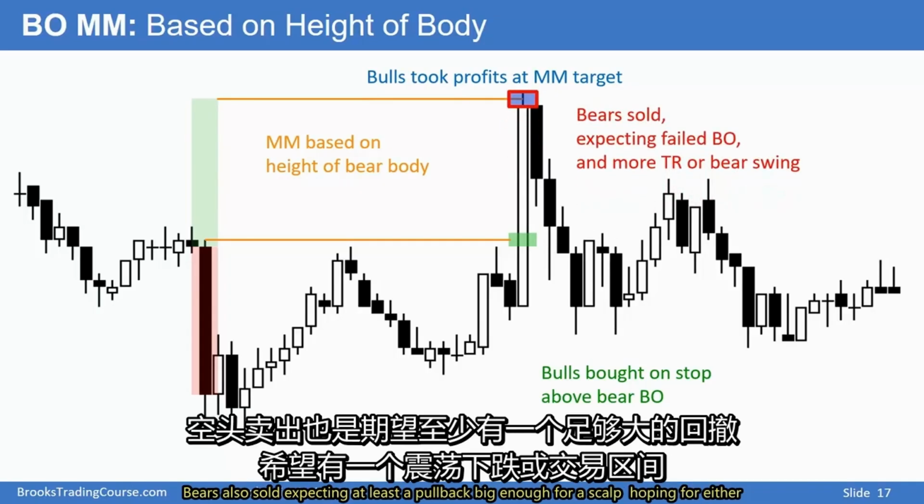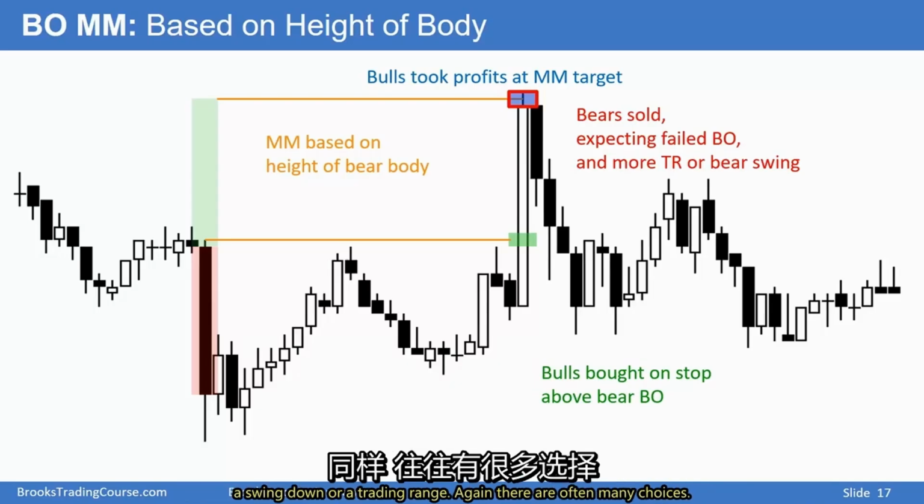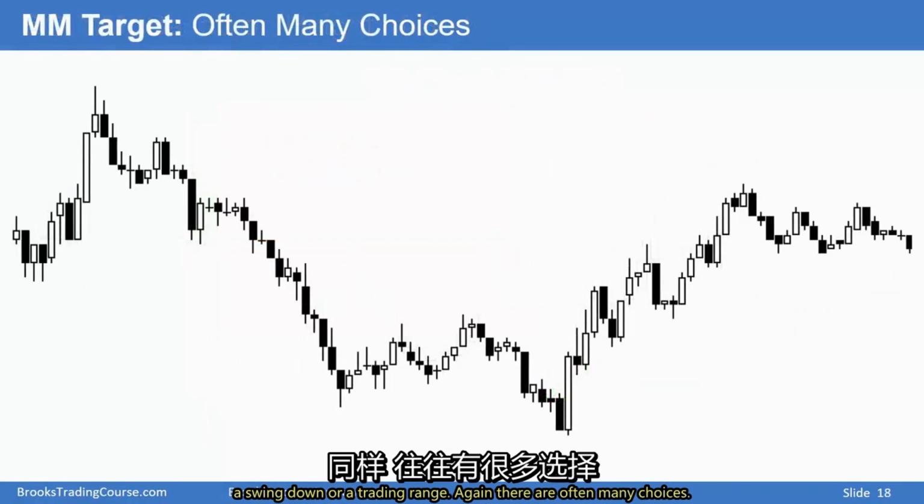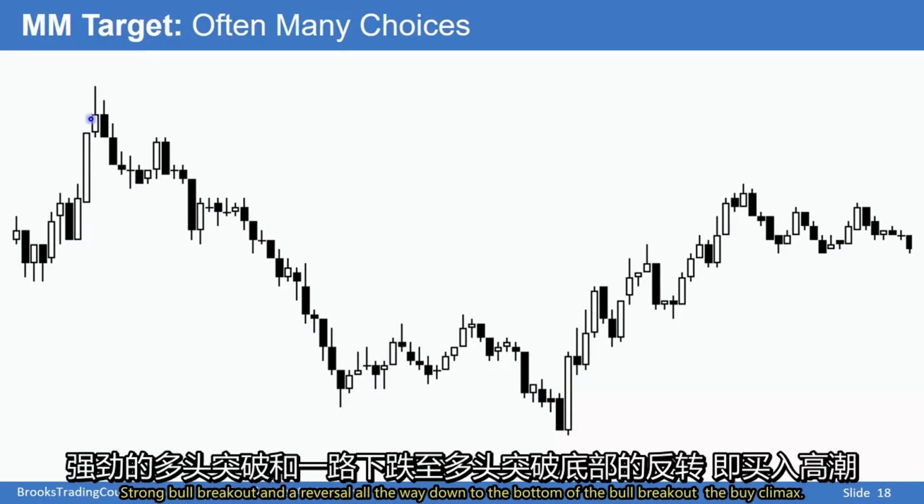Bears also sold, expecting at least a pullback big enough for a scalp, hoping for either a swing down or a trading range. Again, there are often many choices. Strong bull breakout and a reversal all the way down to the bottom of the bull breakout, the buy climax.